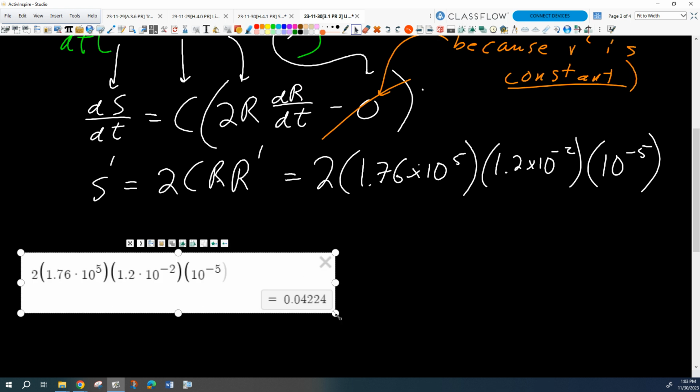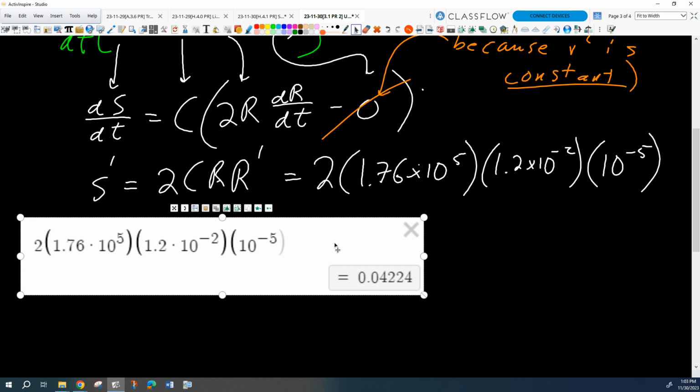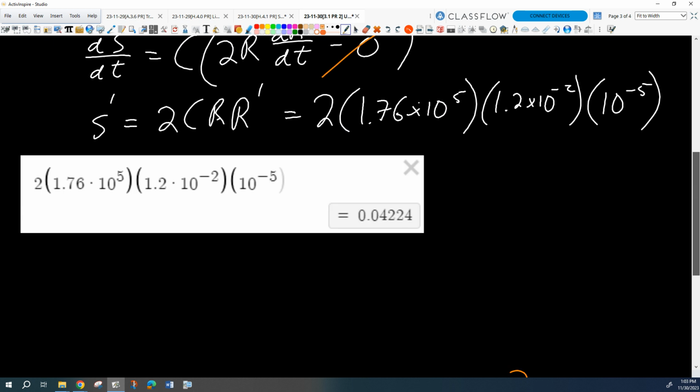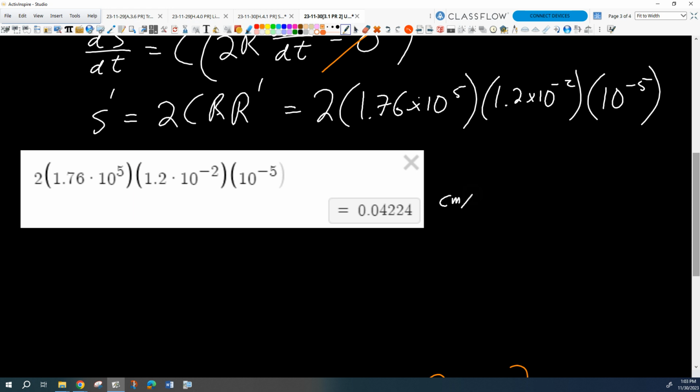So we get that many... wasn't it centimeters? What was it measured in? Centimeters per second per second, or per second squared, exactly. So really what we're measuring there is at what rate is the blood accelerating? And that's it. Not very fast, but it is accelerating a little bit. Give me thumbs on that. Does that make sense?